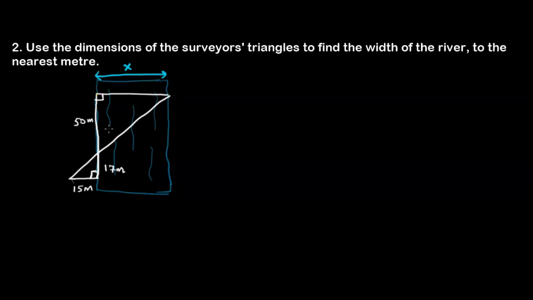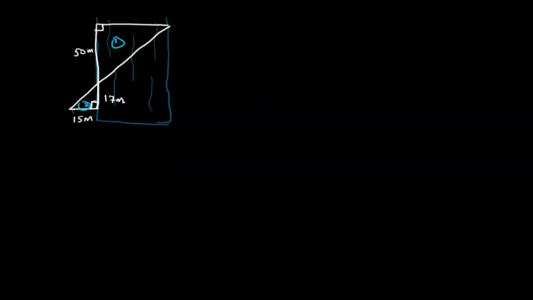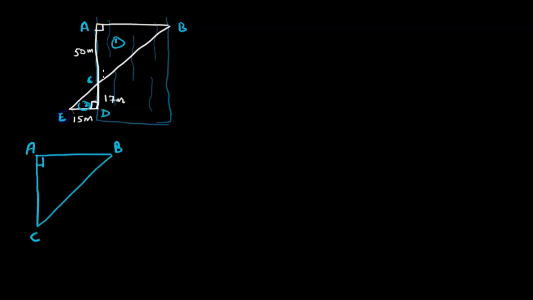Now we can see there are two triangles. One is this triangle and the other is this small triangle. Just to make it easier, we'll draw the two triangles separately, and let's name the triangles as well. Let's call this A, B, C, D, E. The first triangle is this ABC triangle, where the 90-degree angle is marked at angle A. And the second triangle we have is triangle CDE, where the 90-degree angle is formed at angle D.